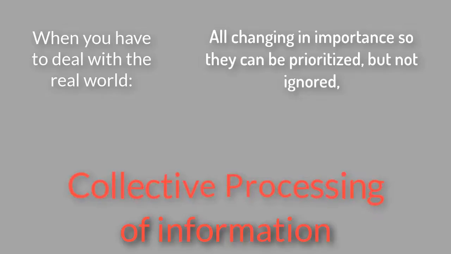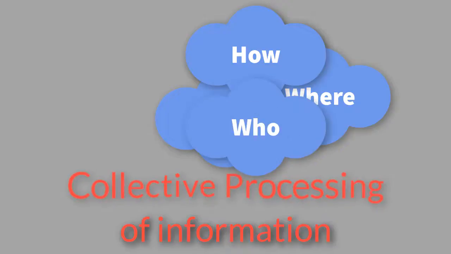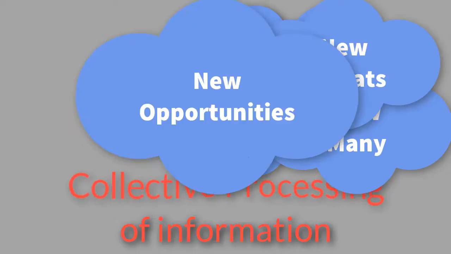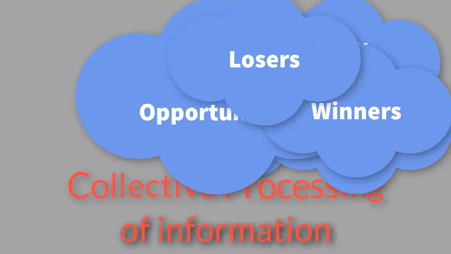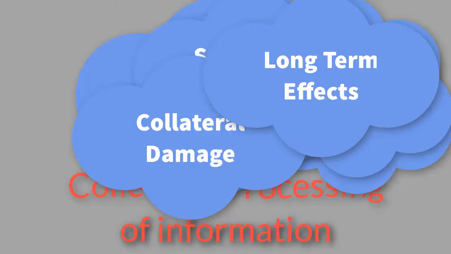And at the same time the issues will be changing in importance because their influencing factors are changing. They can be reprioritized, but they cannot be ignored. For each issue, you will be considering what, when, where, how, who, how much, how many. You will be considering new threats, new opportunities, who will win, and who will lose with your decisions and actions. You will be considering secondary impacts, collateral damage and long-term effects. And you will be relying on machines to deliver the decisions and actions.